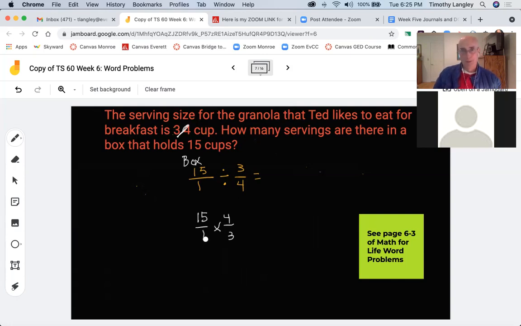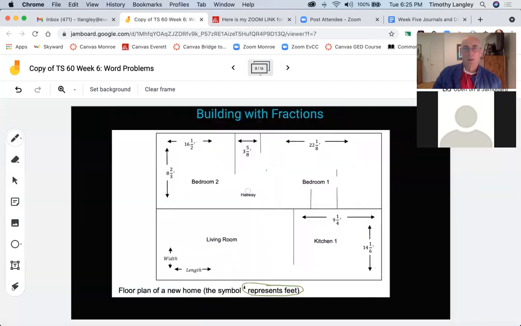And this one here, I'm just kind of thinking out loud with you. Where's that simple keyword here in the last sentence? This one is just one of those you have to think about what they're asking. He likes to eat this much every breakfast. How many servings if there are 15 cups? You're going to have to divide that into that. All right.